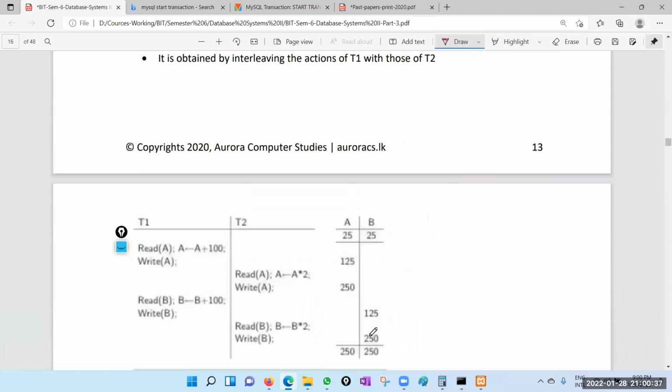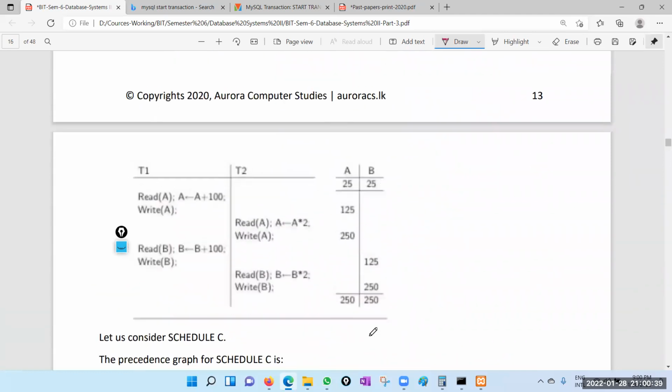Now let's try to mix. So that means this is not a serial schedule. We are doing a bit of T1, a bit of T2, again coming back and doing T1, then again coming back and doing T2.